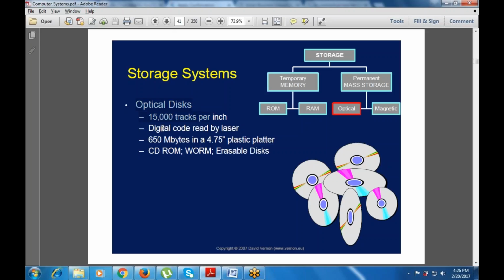The next one is the optical disk. This is 15,000 tracks per inch. Digital code is used by the laser. Then 650 megabytes in a 4.75 inch plastic platter. Then CD-ROM, that is a WORM, not erasable disk. This is the optical disk.